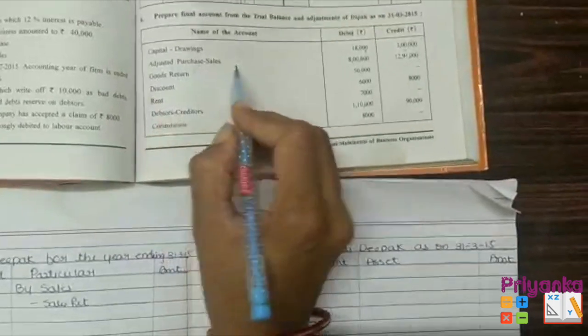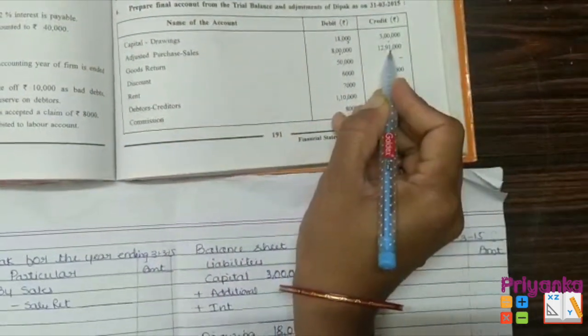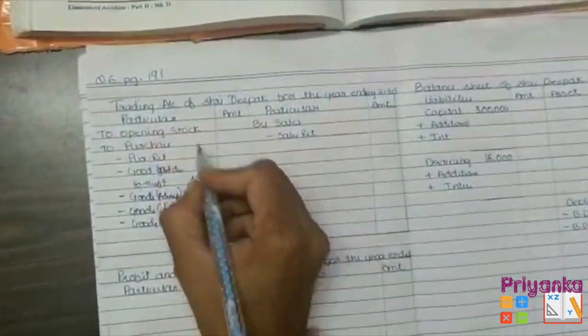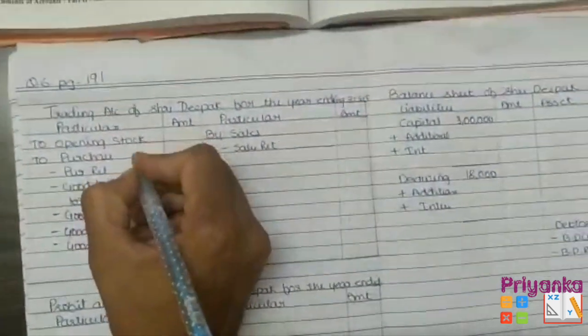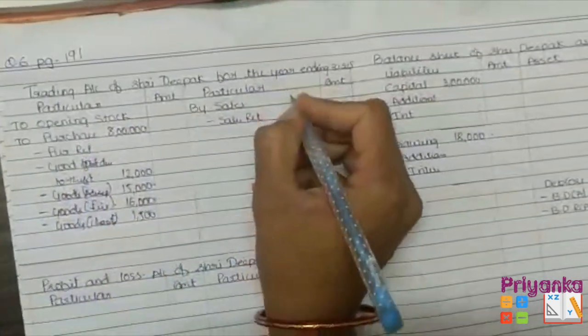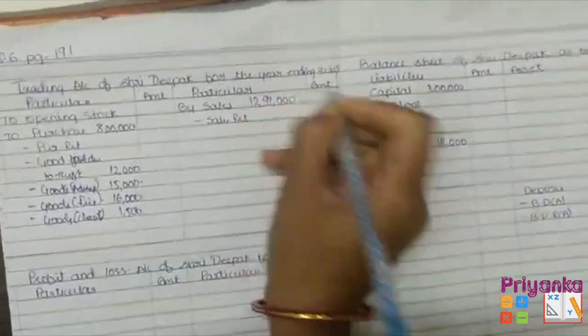Next, adjusted purchase and sales. Purchase is 8 lakh and sales is 12 lakh 91,000. So purchase and sales remain at the trading account. Come to the purchase and write down the amount 8 lakh. For sales, 12 lakh 91,000.